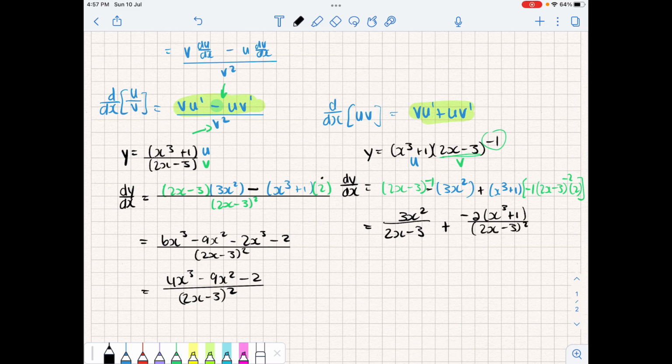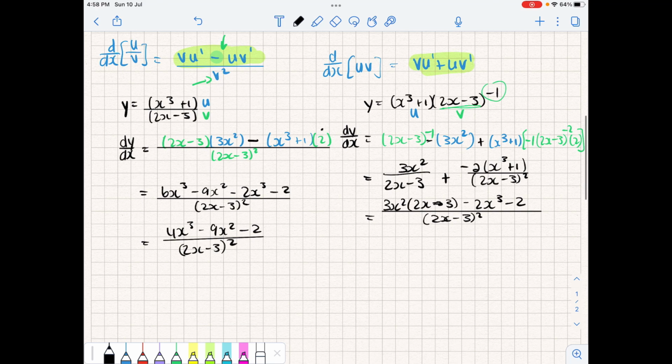squared. And now you can actually see where the quotient rule has already done most of the hard work for us, because now what we need to do is get a common denominator. So I need to multiply this first term by 2x minus 3 so that it has the same denominator, and then we'll have this minus 2x cubed minus 2. All of this is now over 2x minus 3 squared. So simplifying, we can expand, and we're going to get 6x cubed minus 9x squared minus 2x cubed minus 2 all over the denominator squared, and you can see that that's similar to that.